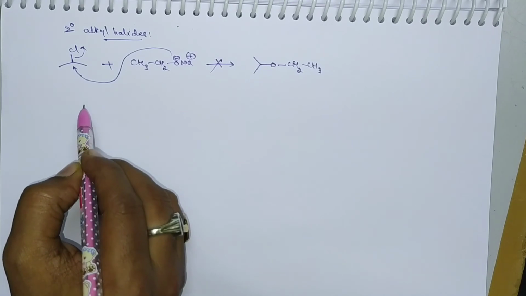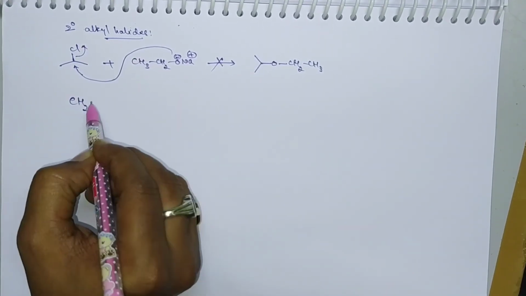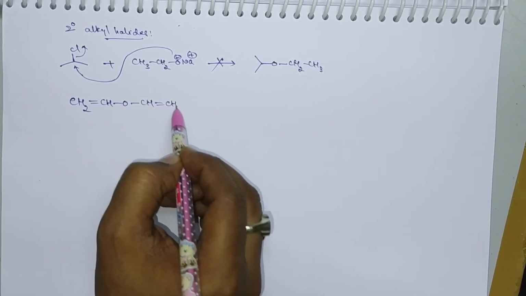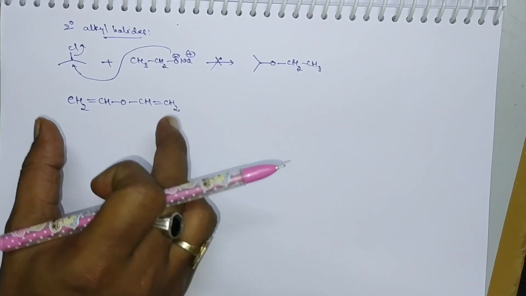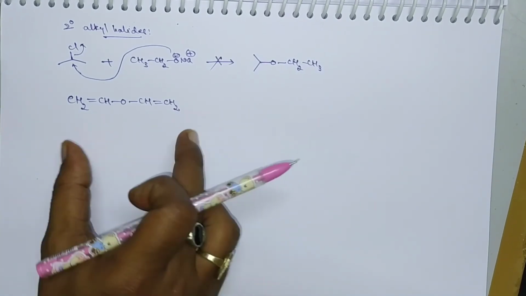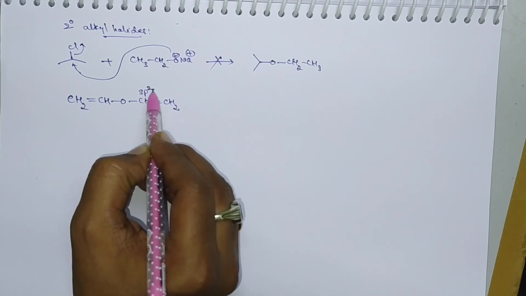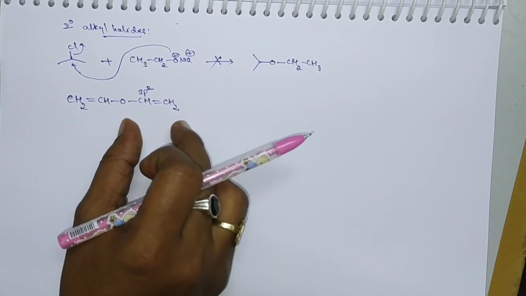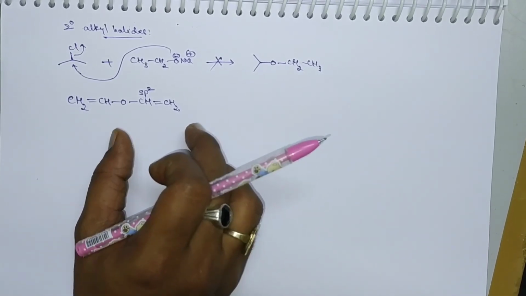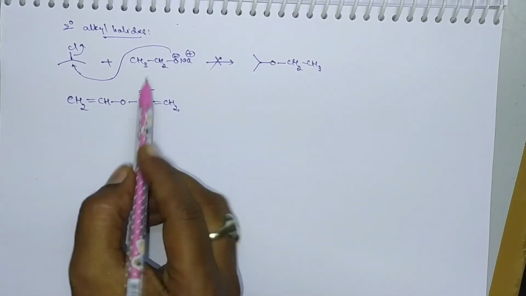Now let us discuss some more examples, that is CH2 double bond CH, O, CH and CH2. Can we prepare this ether or not? This ether also cannot be prepared by using Williamson synthesis, because here there is an sp2 carbon. At an sp2 carbon, the SN2 reaction does not take place, that is the SN2 product is not formed. So this ether cannot be prepared because it is an sp2 carbon.